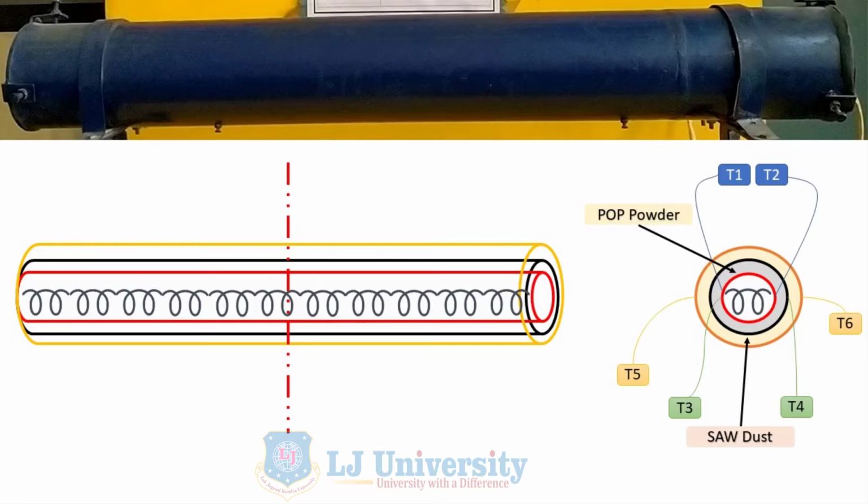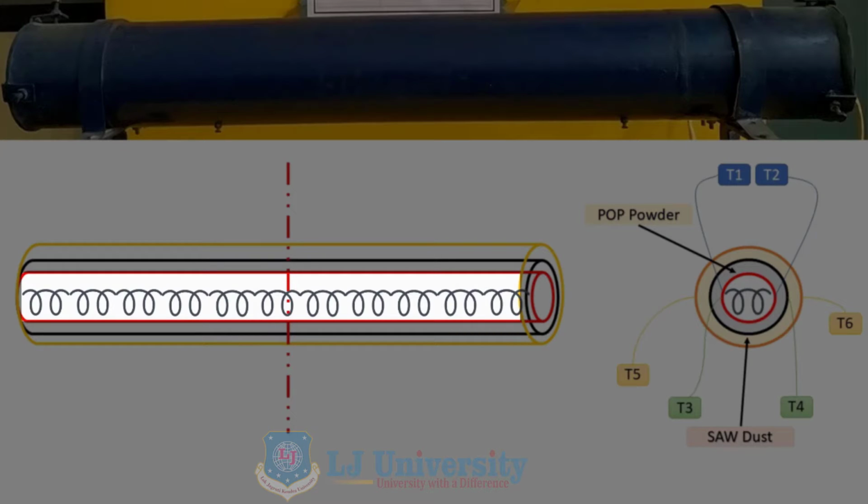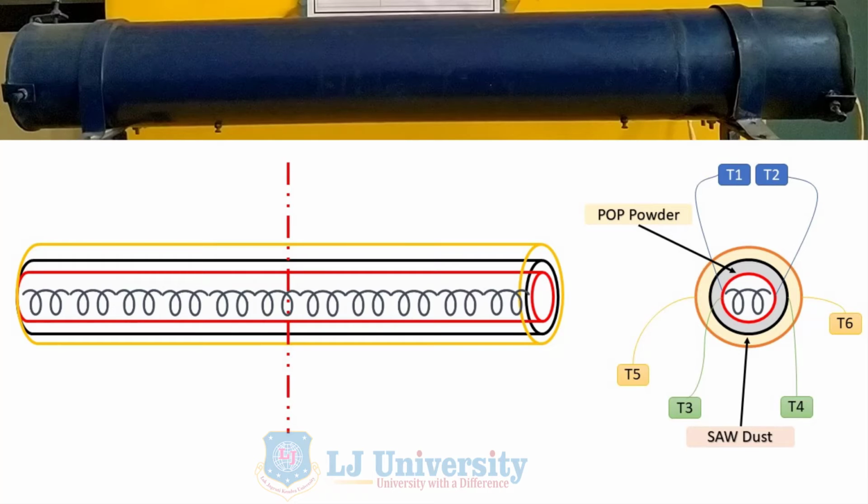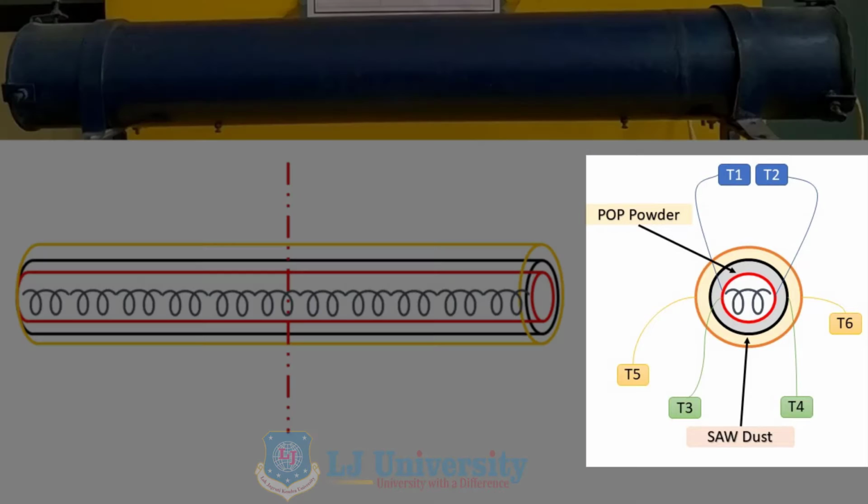When you look into this cylinder, in the innermost portion a heater is provided throughout the length. This heater generates heat, and this heat travels in the outward direction. There are two insulating powders. The first one is POP powder and the second is sawdust powder. T1 and T2 are thermocouples placed on the inner layer, T3 and T4 are on the middle layer, and T5 and T6 are on the outermost layer.